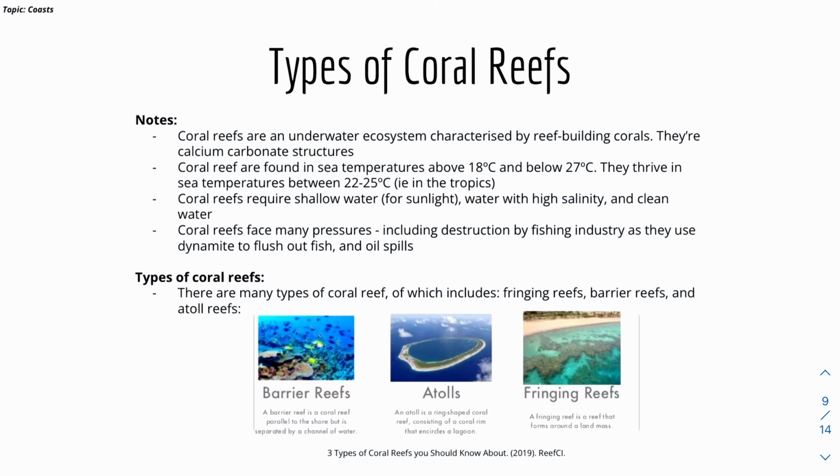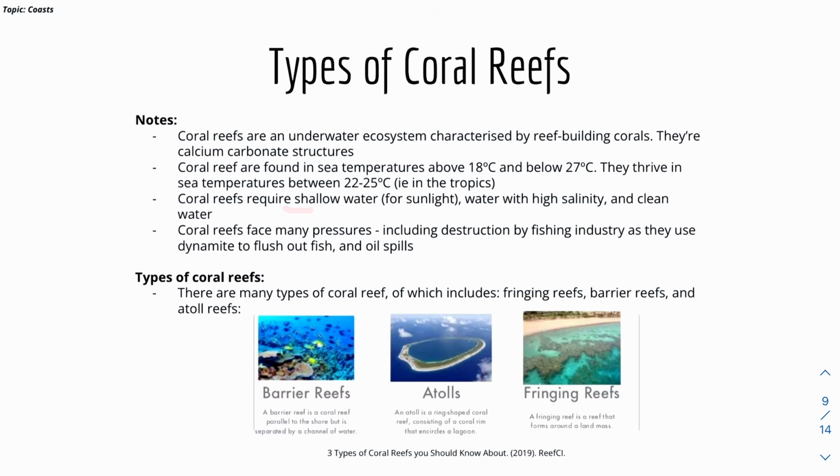And they are found in sea temperatures above 18 degrees and 27 degrees Celsius, and they thrive between 22 to 25. So here's a quick important keynote that they thrive between this temperature. So if global warming were to happen and the sea water temperature rises, the coral reefs will actually die, which is what's happening right now.